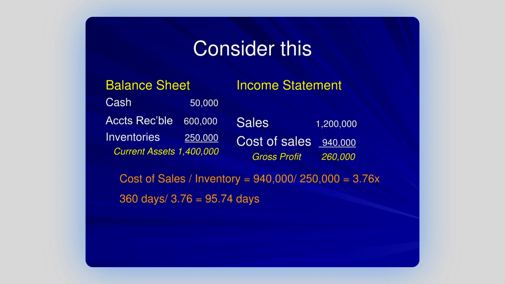So very important here are the balance sheet and the income statement. Compute first for our cost of sales divided by inventory, and that would be your inventory turnover. Just divide the cost of sales, which is 940, by the 250 of the inventories, and you have 3.76. After that, you will compute for the inventory conversion, which is the number of days: 60 days divided by 3.76, and you have 95.74 days.